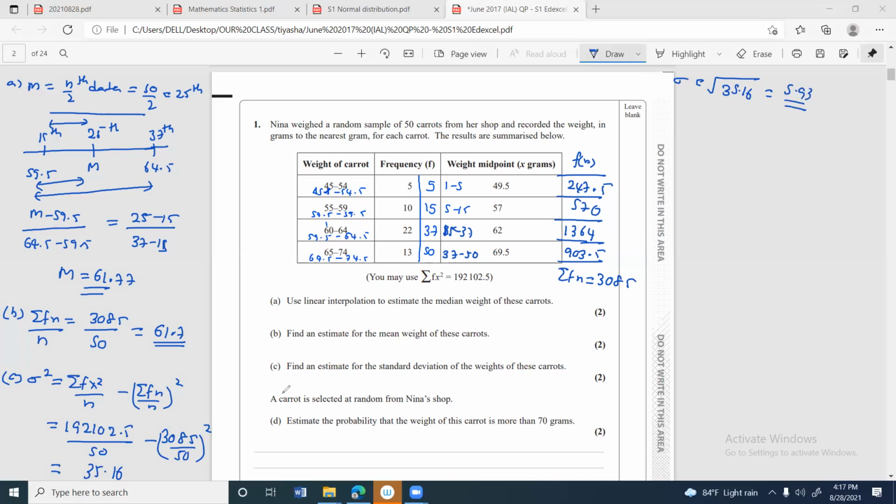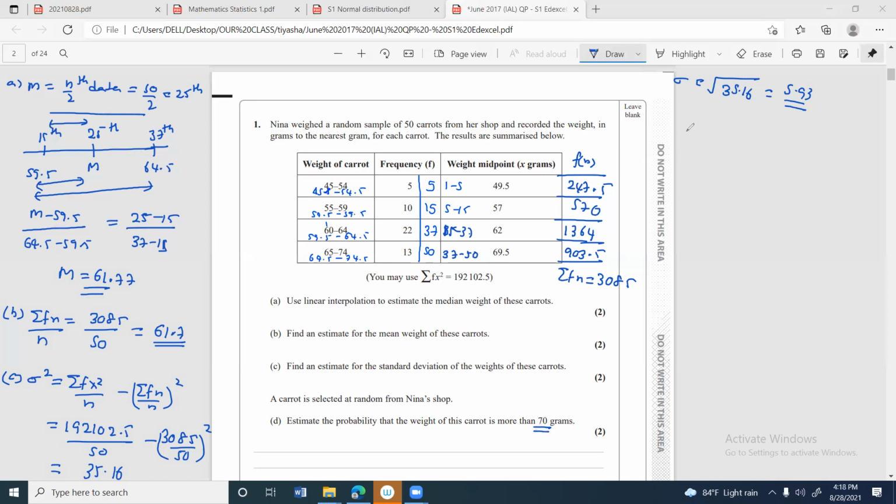Okay. A carrot is selected at random from the 9 shops. Estimate the probability that the weight of a carrot is more than 70 grams per day. So you have to count the number of carrots more than 70 grams. So over here, that falls into this category. Now let's see how to find the number of carrots more than 70 grams.